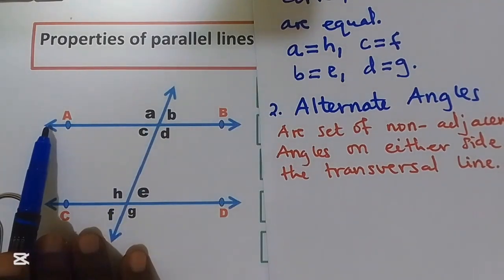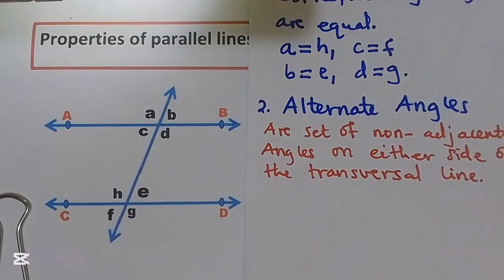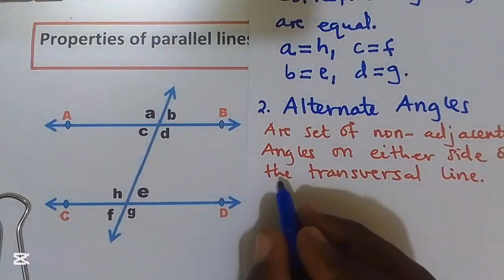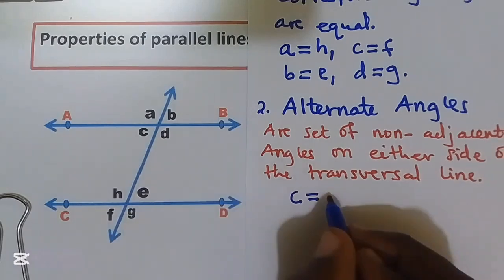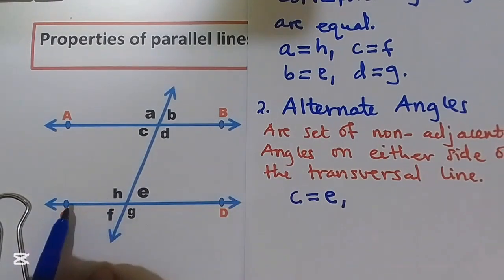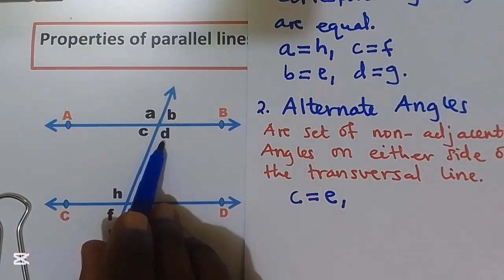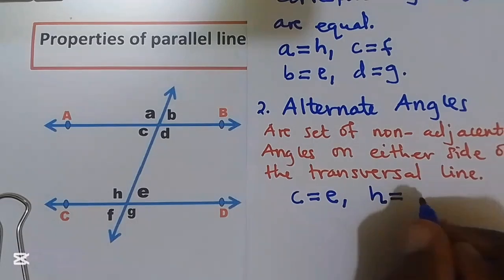I start from one parallel line, I go through the transversal line, and then I go back to the other parallel line. Now I'm going to form C and E as alternate angles. Alternate angles are congruent, that means they are equal. Now C is alternate to E, so they are equal. And also angle H is alternate to angle D, so also they are equal. H is equal to D.